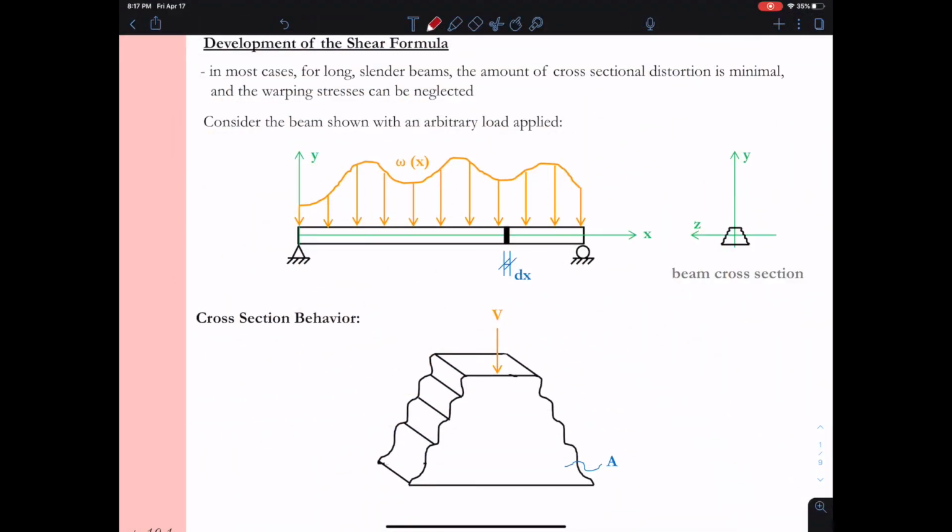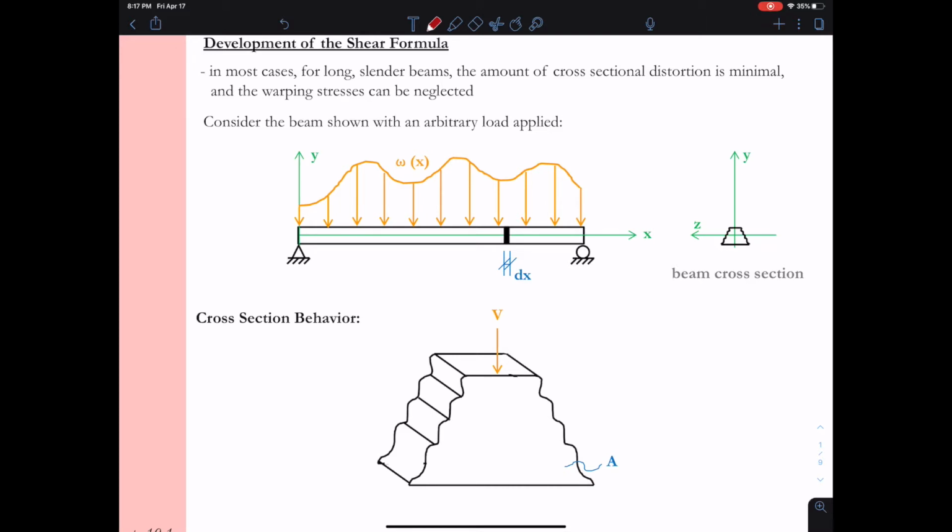We're going to have to derive some sort of formula if we're ever going to hope to calculate this. So hop into the derivation right now. So this is going to be the derivation for the shear formula. In most cases, for long, slender beams, the amount of cross-sectional distortion is minimal, so warping stresses can be neglected. Great. All right, let's consider a beam with some arbitrary uniform load on it.